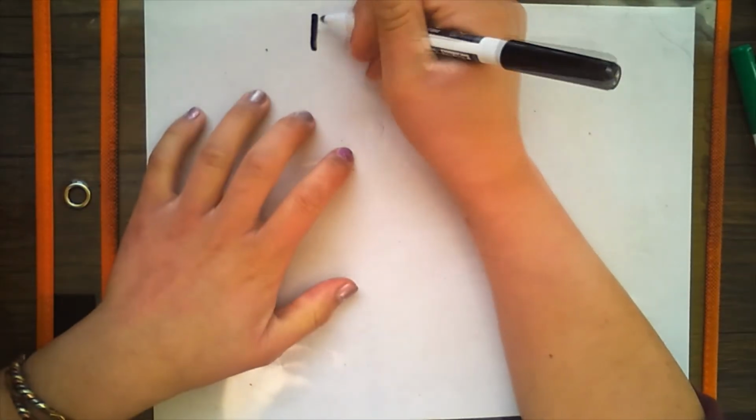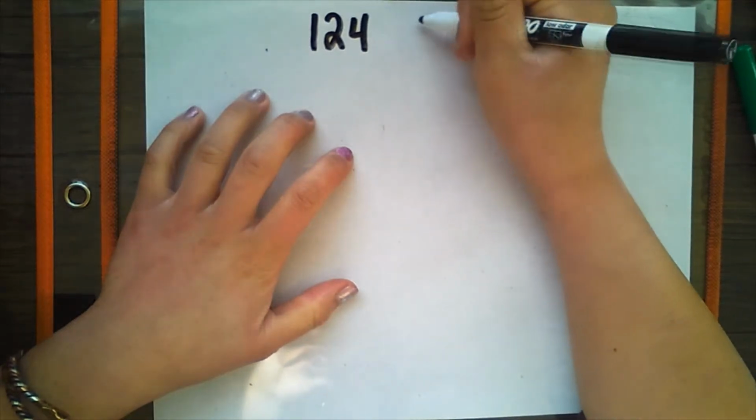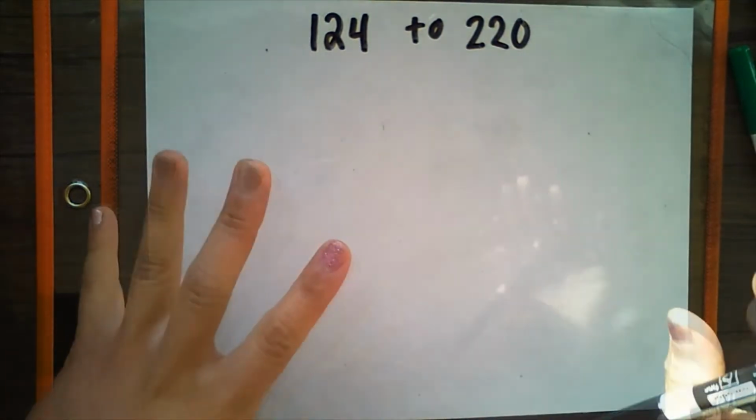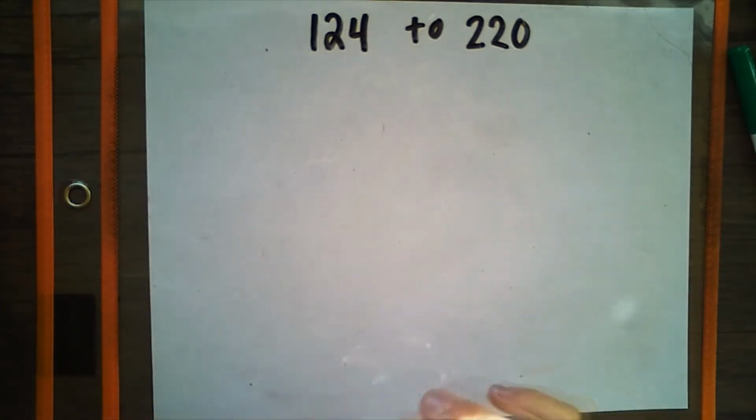Okie dokie artichoke, my friends. For this next part of our teacher model, we are going to apply and use the skills that we have just learned about tens making a new unit. So we're going to use those skills in order to count on or count up from 124 to 220. So let me go ahead and write those numbers down. We are going to count from 124 to 220 today, okay? Using the skills about the new place values that we just learned.